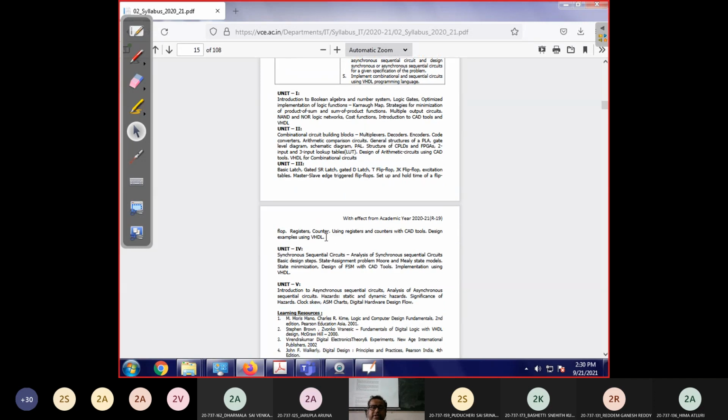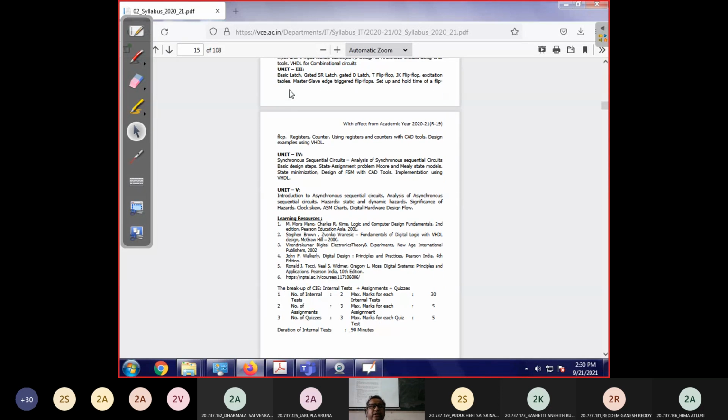And coming to the second unit, we try to understand how we can design various combination circuits. You can see here, I'm talking about multiplexers, decoders, encoders, code converters, arithmetic comparison circuits. All these things are examples of combination circuits. So in the second unit, we are going to understand how we can design various types of combination circuits.